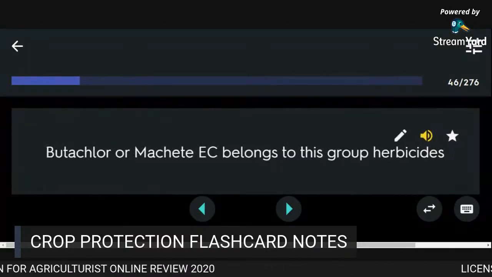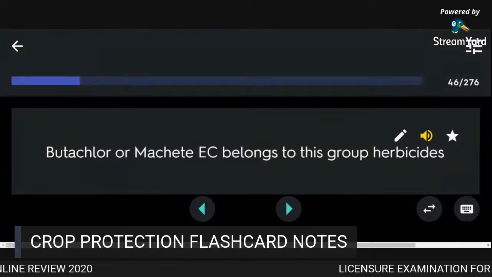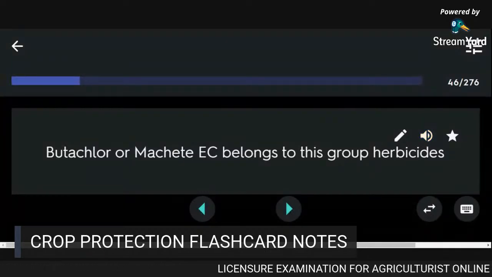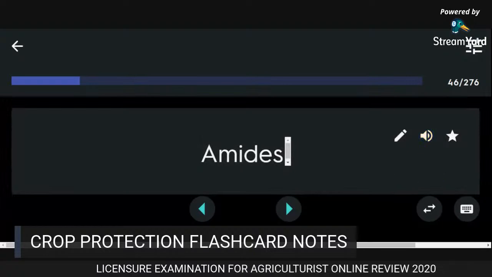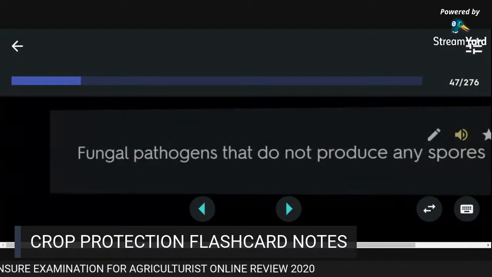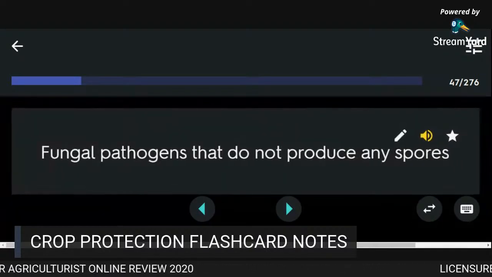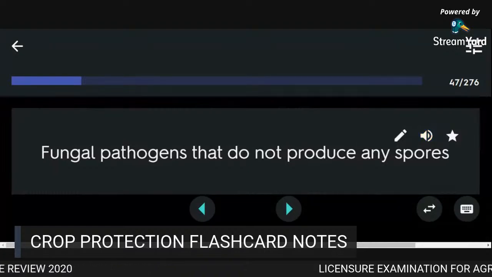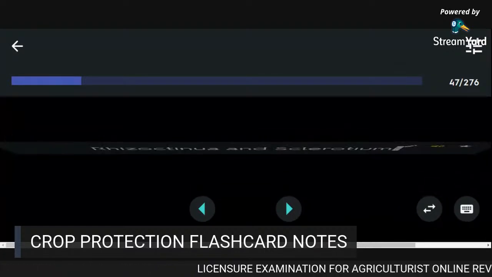Butachlor or Machete EC belongs to this group of herbicides: amides. Fungal pathogens that do not produce any spores: Rhizoctonia and Sclerotium.